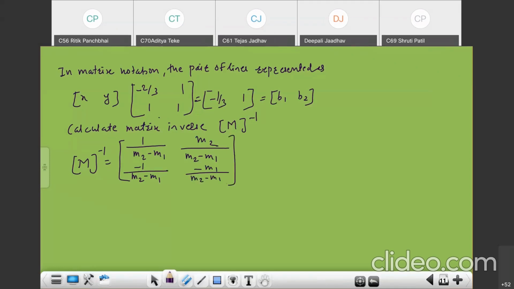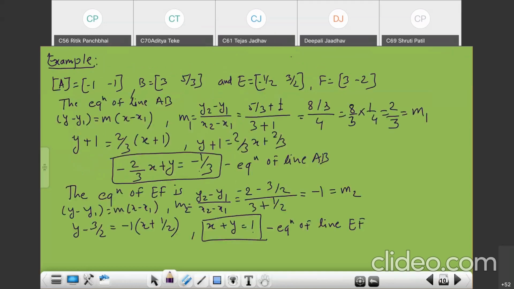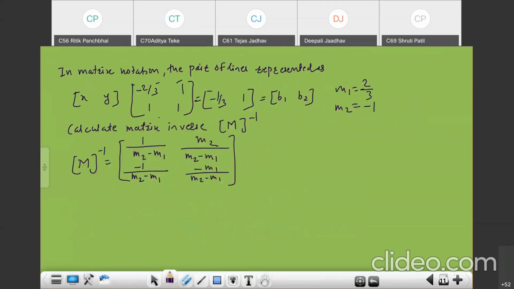Okay, so put these values of m1 and m2 here. What is m1? Minus 2 by 3, and what is m2? Minus 1, correct? Here m1 is equal to 2 by 3 and m2 is equal to minus 1. That is being calculated here. So we put these values in this equation and find out the matrix inverse.